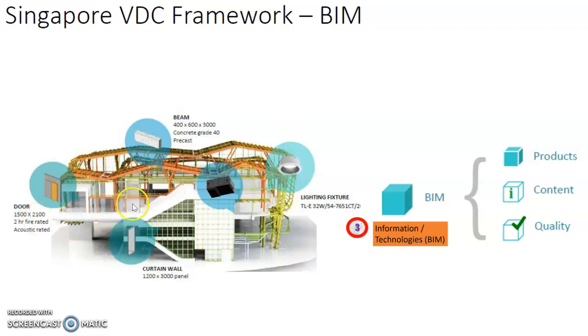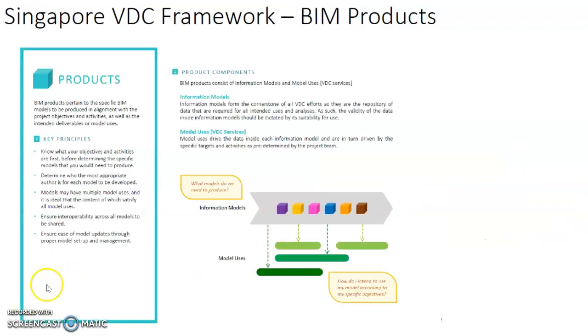So there will be a lot of information created in the process of coming up with the physical construction of the facility. That's why you need to look into the product, the content, and the quality, which we will go through in the next few slides. When we talk about BIM products, sometimes we also refer to them as the different types of BIM models.